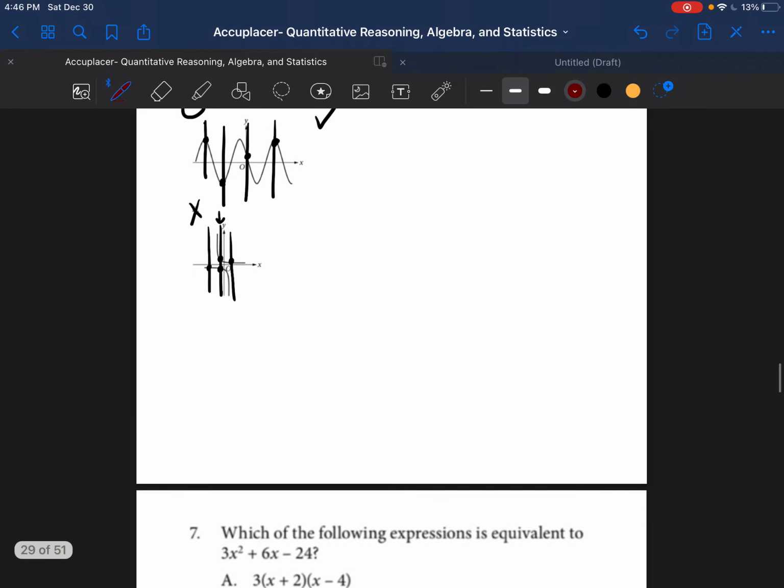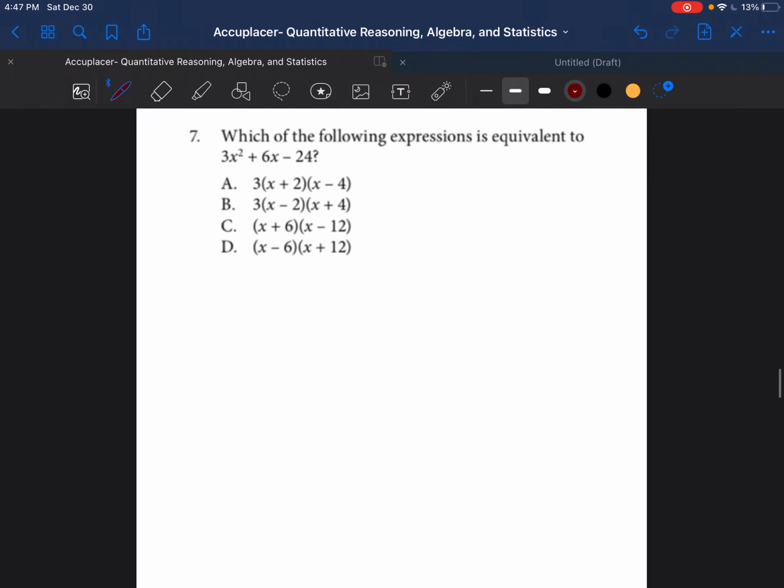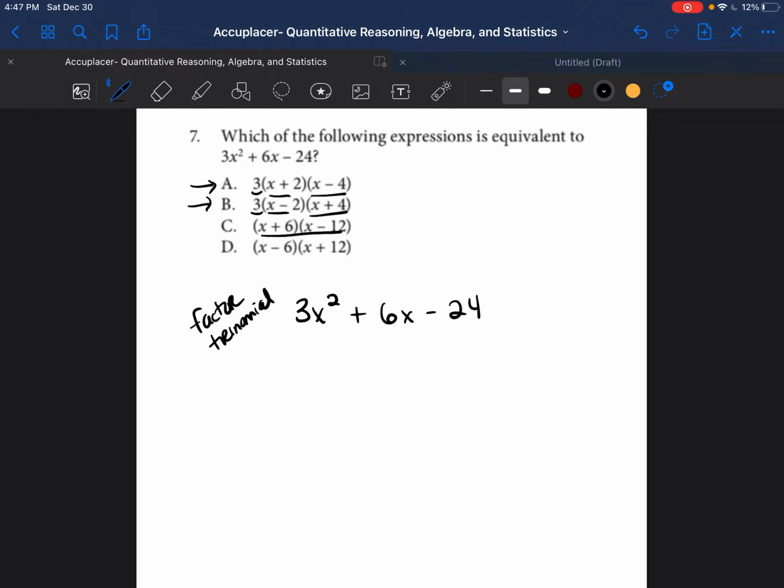Very simple, very easy. All right, problem number 7 says, which of the following expressions is equivalent to 3x squared plus 6x minus 24? So if you look at the answers, A and B, you see that they're taking out a factor and then they're factoring the rest of it. They're factoring. So what we have to do is we need to factor this trinomial. And the reason why I'm telling you what we're doing is so that in the future, if you need more problems like this and you don't find them on my page, you can always type into YouTube or into Google, factor trinomials, and you can get more practice.